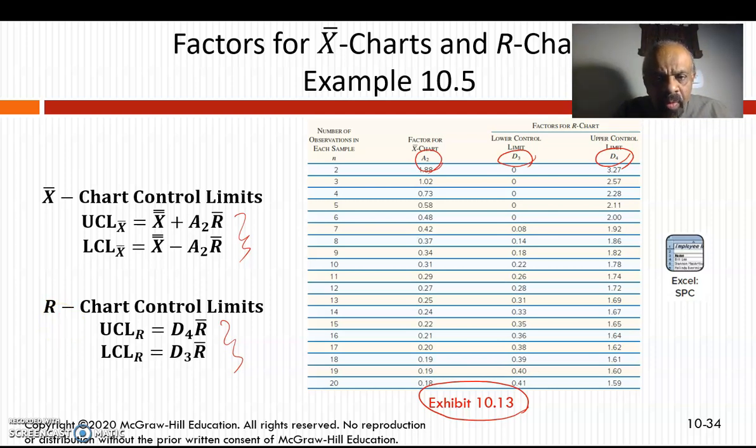The way to look at it is this. Suppose I have 5 samples. Then I'm going to look straight here. I'm going to pick up this number for my A2, this number for my D3, and this number for my D4. Basically, that's what I'm planning to do. Then use those A2, D4, and D3, find the range, find the average, and you've got it. So let's do some problems with this.